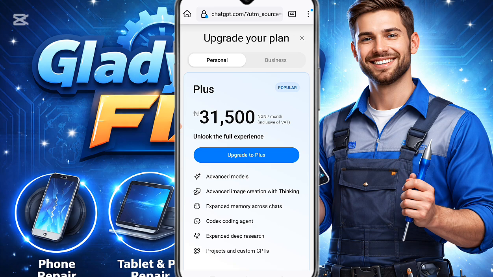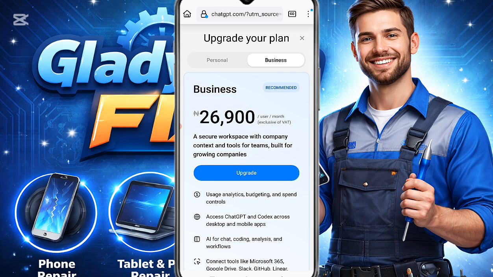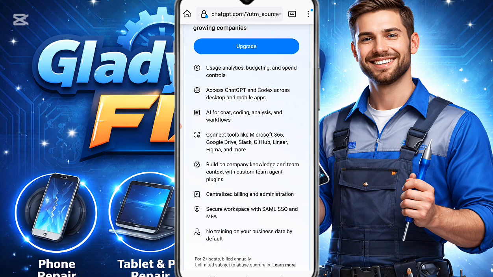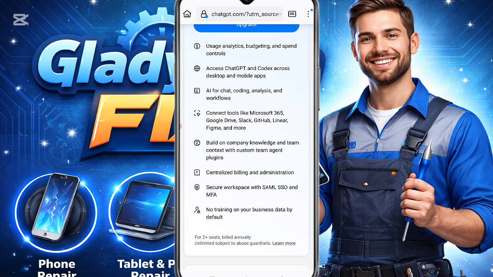So right here we have two upgrade plans. We have one for personal and one for business. So you just select the one you need. Please take note, in the ChatGPT upgrade plan there is no free upgrade, there is no free Plus for ChatGPT. So if you need a Pro or a Plus plan in ChatGPT, you just have to pay for it and make use of it. So guys, that is it on how to get the ChatGPT free upgrade plan.